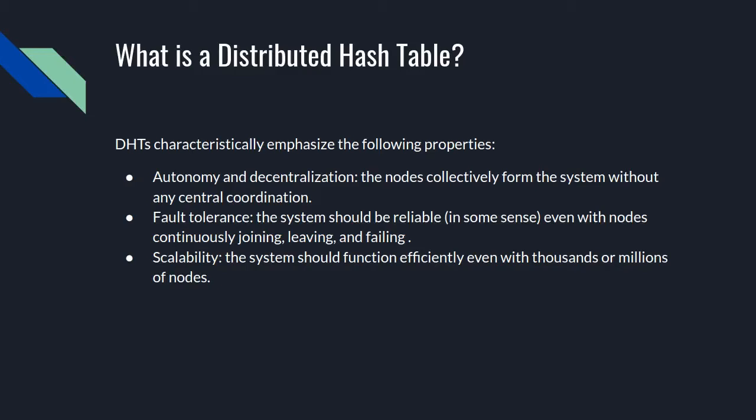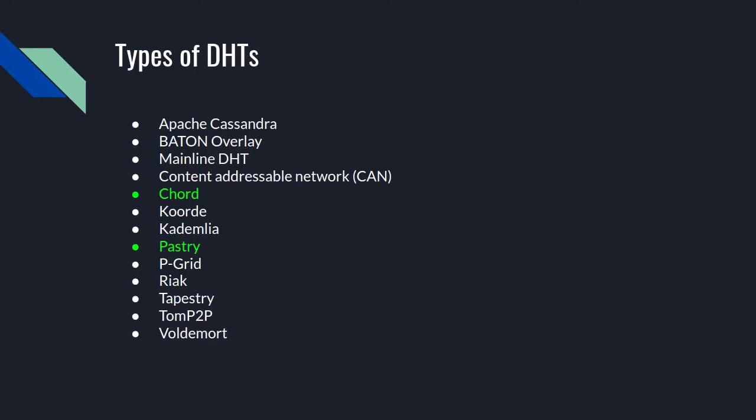Now, the DHT characteristically emphasizes on the following properties: autonomy and decentralization. The nodes collectively form the system without any central coordination. Fault tolerance. The system should be reliable even with nodes continuously joining, leaving and failing. Scalability. The system should function effectively even with thousands or millions of nodes. Now, there are various implementations of the DHT, but for the current scope of the project, we have implemented two implementations. One is Chord-based algorithm, second is Pastry.